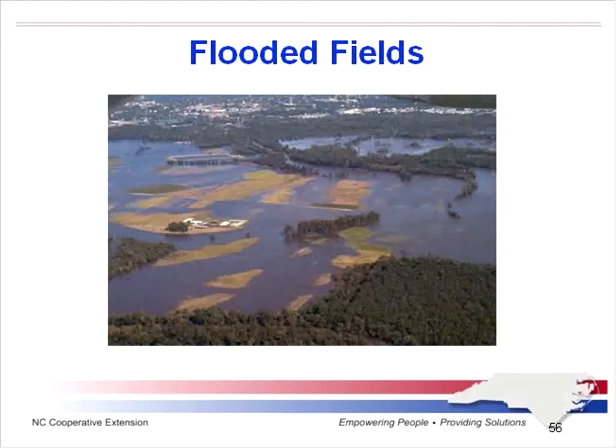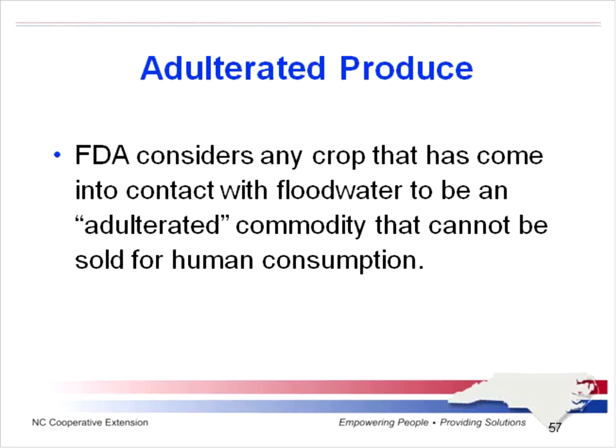Another area of concern in water quality is flooded fields. The FDA considers any crop that's come into contact with floodwater to be adulterated, and that commodity can no longer be sold for human consumption.